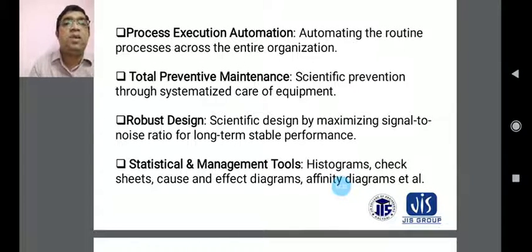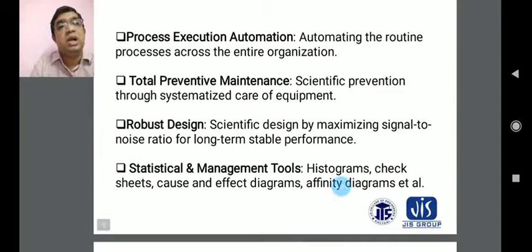Another thing is that statistical and management tools will also be used. Different types of statistical and management tools are available in our markets, and these are used in different industries. Basically there is the histogram, which is a statistical quality control tool and was discussed in the previous classes. And check sheets are another important tool: a checklist that records which work will be done today, what job will be done the next day, what defects occur, and the data sheets will be checked.